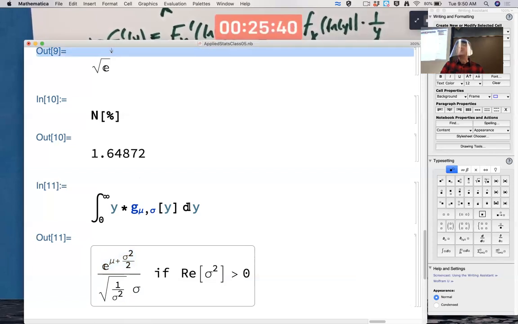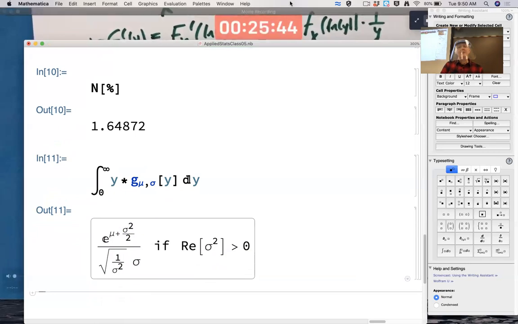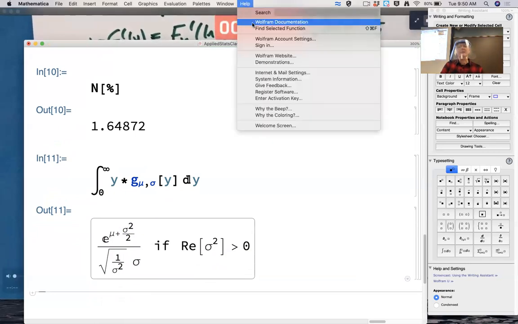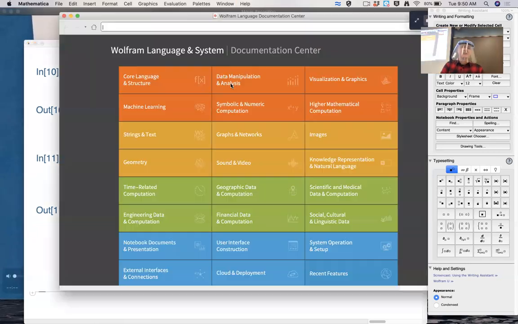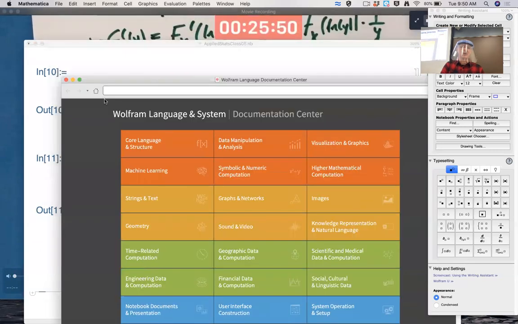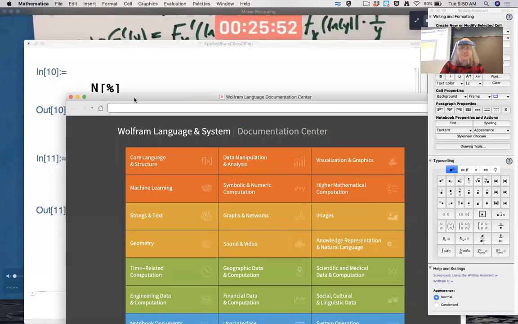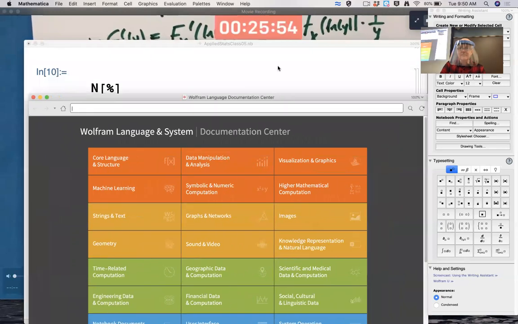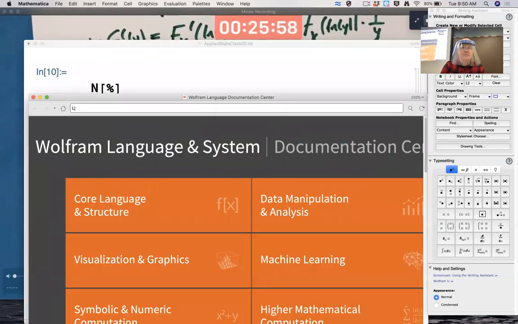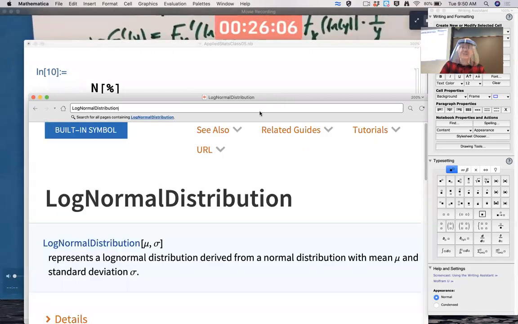Actually, Mathematica probably has a log normal distribution built in. If I go up to the help menu and go to documentation center, I bet I can look up log normal distribution. Log normal distribution is what I'm typing if you can't quite see it. Yeah, it has one. How about that?